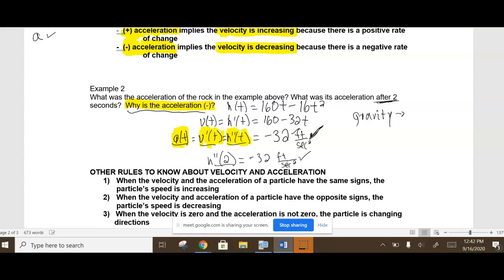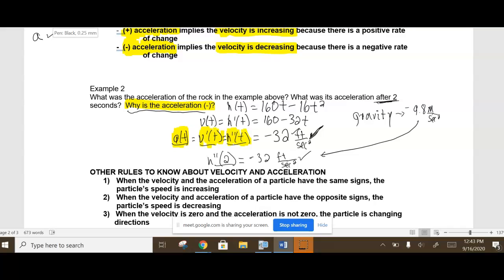You are probably more familiar with 9.8 meters per second squared, what you know when we start talking physics units. But if you convert this into feet per second squared, it's a negative 32. So gravity is always making our velocity decrease at that rate, negative 32 feet per second squared.